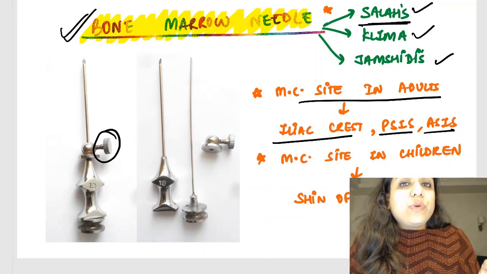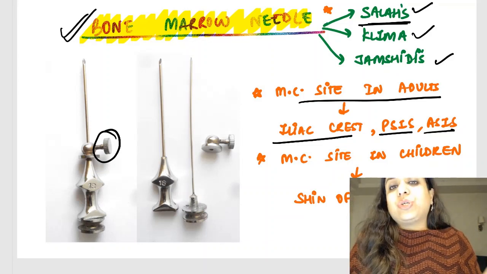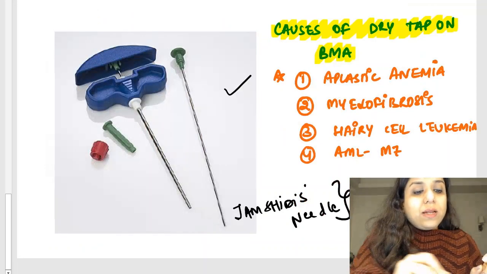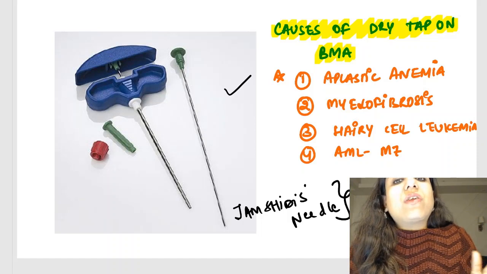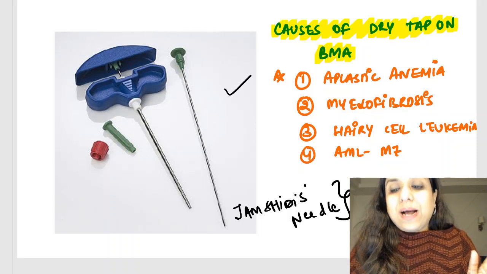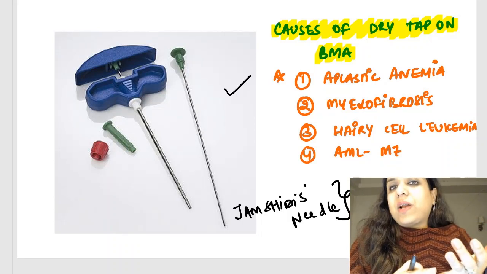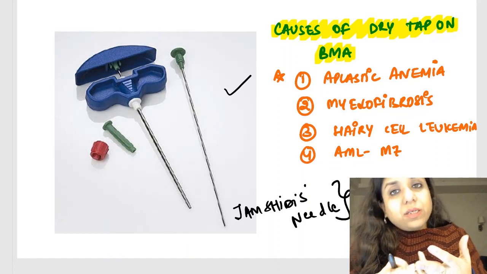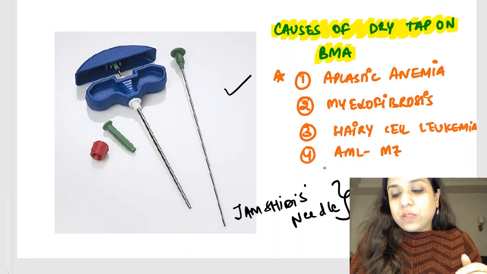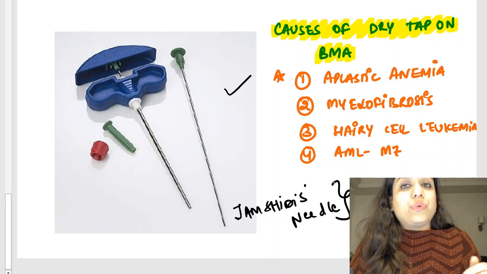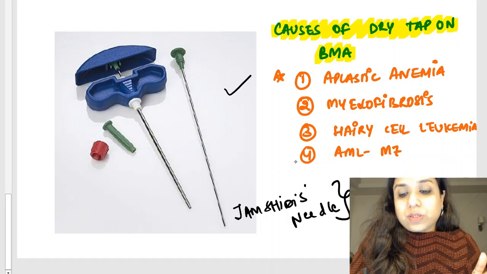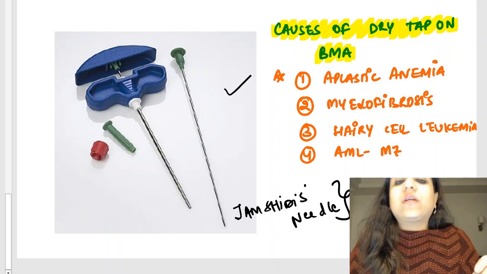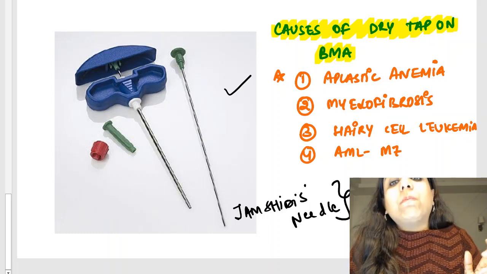In children, if you have to do the bone marrow examination, usually it is done from the shin of tibia, correct? Then, what are the causes of dry tap on bone marrow aspirate, right? The causes of dry tap: aplastic anemia, myelofibrosis, hairy cell leukemia due to myelofibrosis, AML M7 again due to myelofibrosis. These are the causes. And in all these causes, whenever we have a dry tap on aspirate, we have to do a bone marrow biopsy.